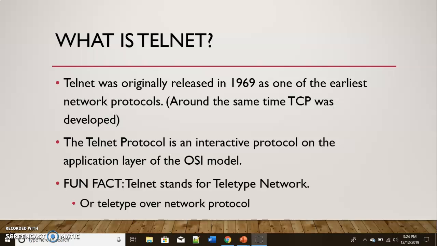A fun fact for other IT people, most of the time we just use the abbreviations for things and we don't usually know what the words stand for. I know I'm guilty of that. But Telnet actually stands for Teletype Network, or Teletype over Network Protocol.